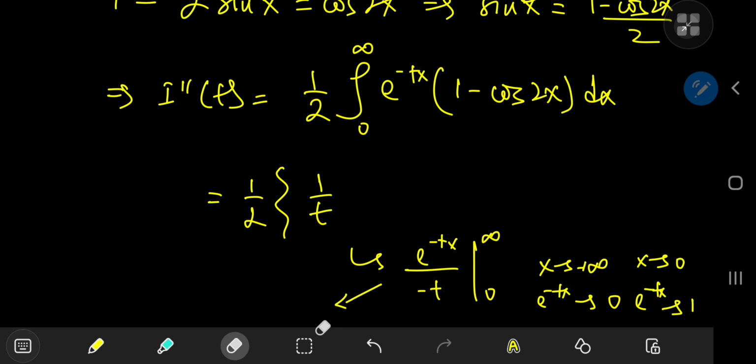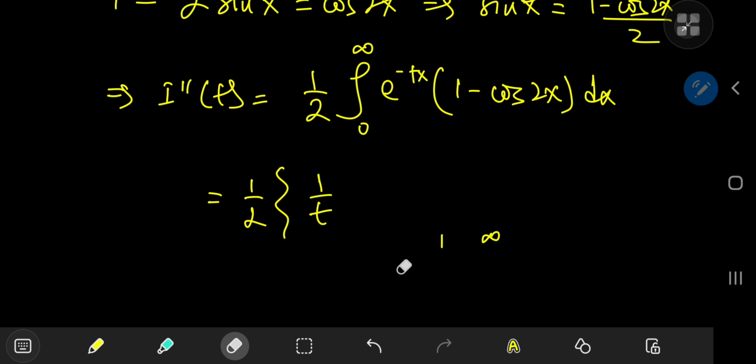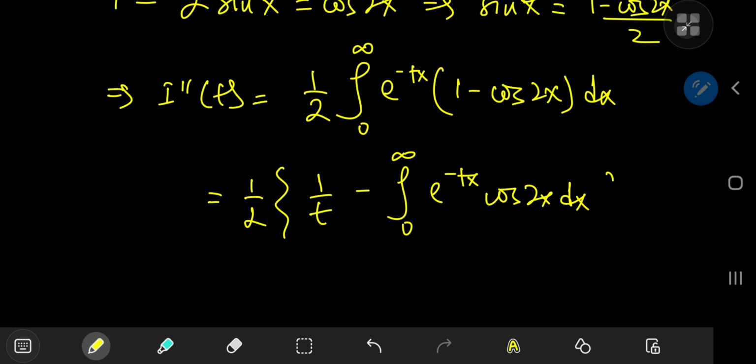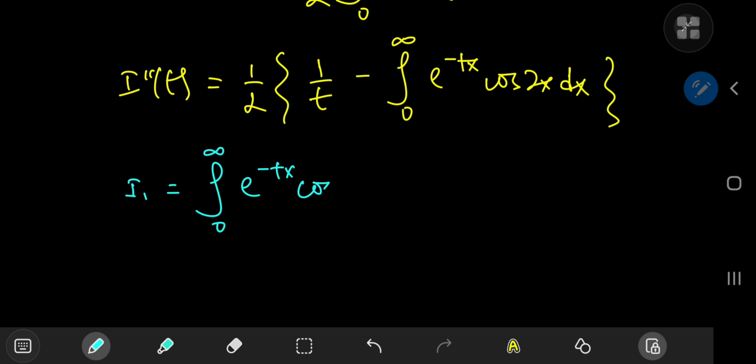And let me just erase all of this to give myself some writing space. And there we go. All right, and we have a negative sign, integral from 0 to infinity e to the negative tx times the cosine of 2x dx. And this is pretty simple to evaluate as well. Let's just take a moment to figure out what exactly it sorts out to. So let's call our integral I sub 1 as the integral from 0 to infinity of e to the negative tx times the cosine of 2x dx.